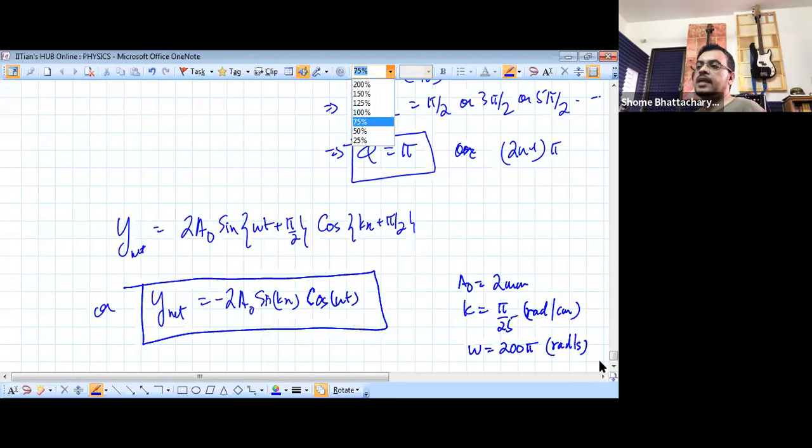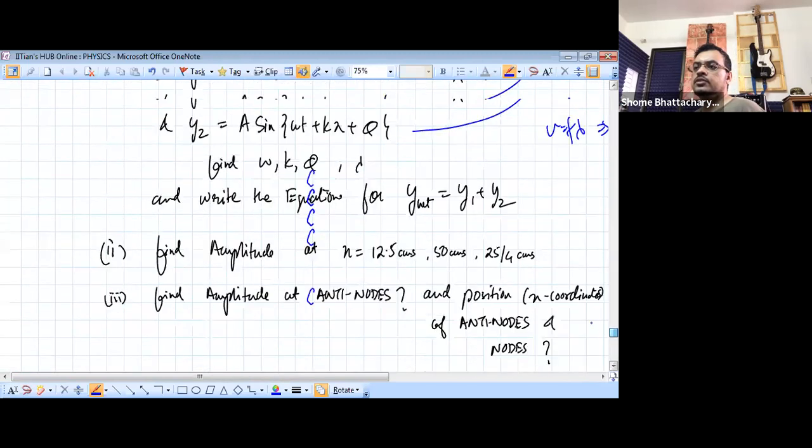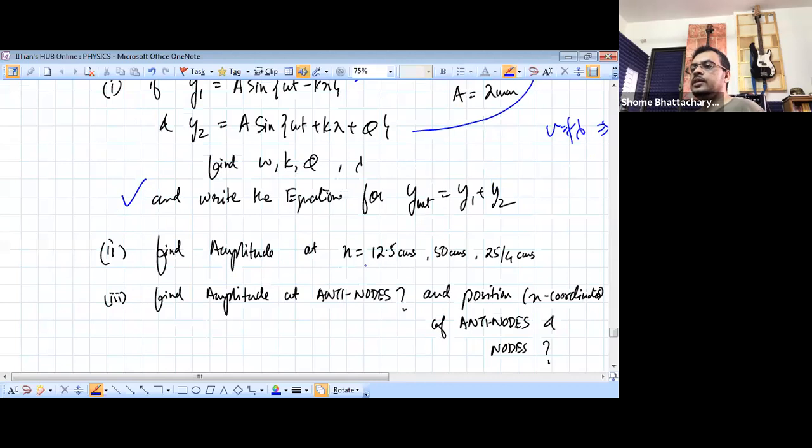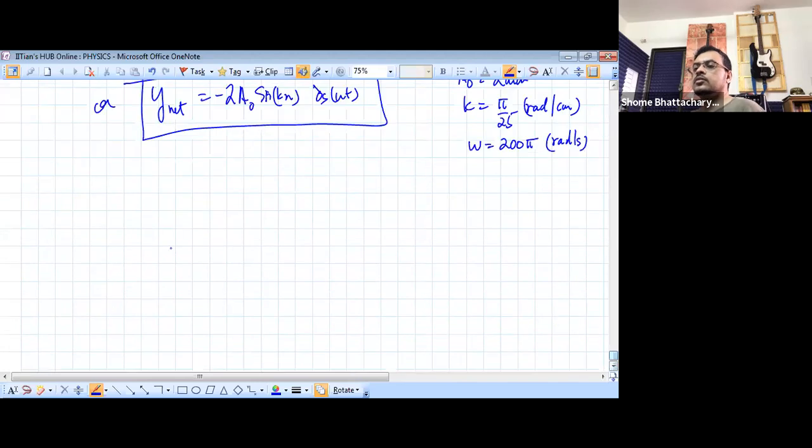So you can now see that the amplitude at any point, but wait, before that we wanted to calculate. So we've got the equation of the wave and all that. Now we wanted to calculate the amplitude at 12.5, 50 and 25 by 4. So let's do that. So amplitude at any point as a function of x is 2a naught mod of sine kx.